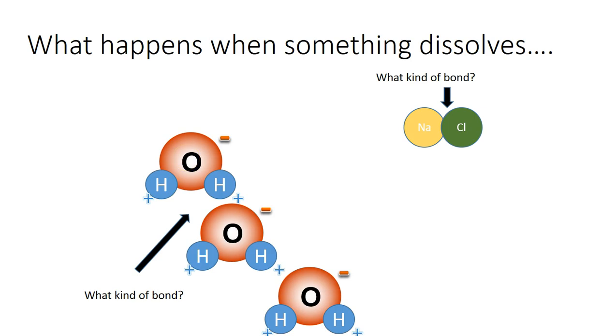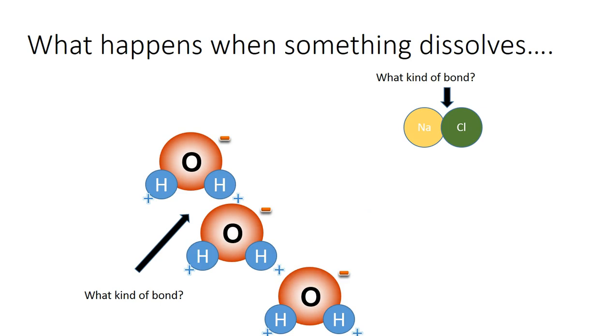So I'm going to show you what it means to dissolve something, and we'll spend time on this in class. You have to understand this because this is one of the reasons that water is so key to life. So here's a sodium chloride. You need to think about what kind of bond exists in that sodium chloride. You also need to think about what type of bond exists between these two water molecules, as well as these two.